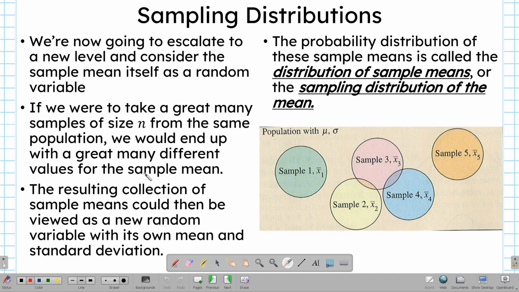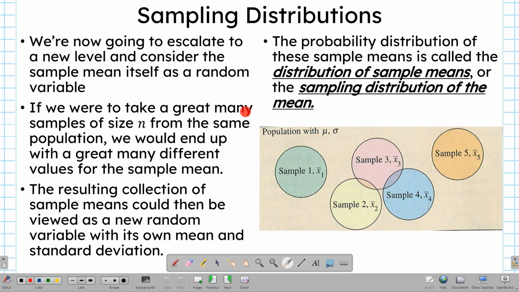Now that we know how to get the sample using different sampling techniques, once we get our sample and get descriptive statistics from the sample, the most common of which is the sample mean, let's now consider it as a random variable.